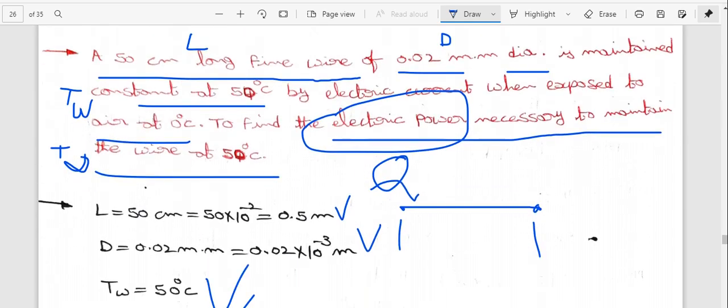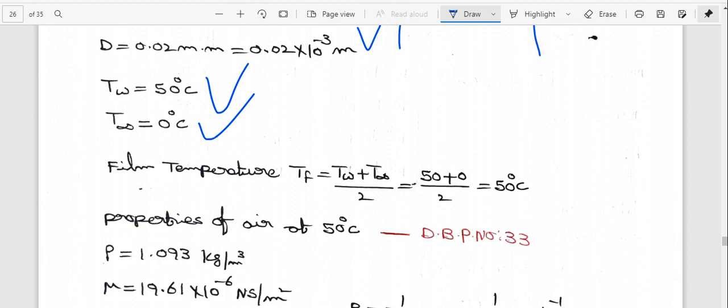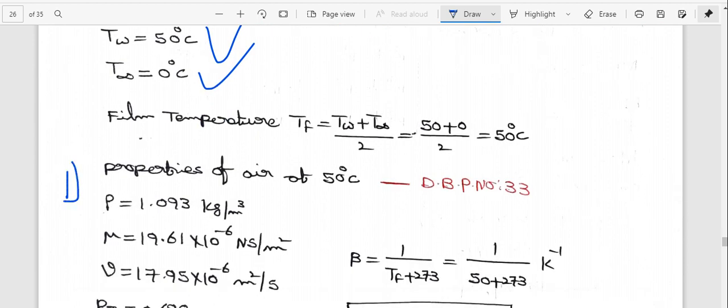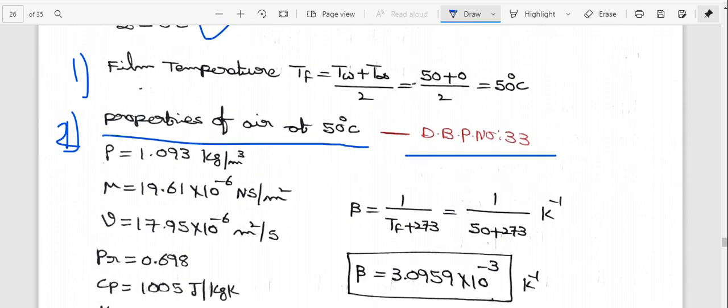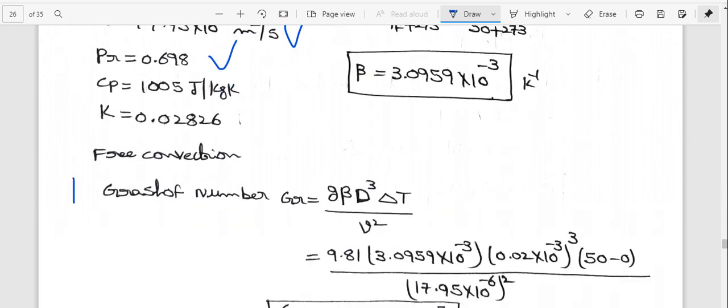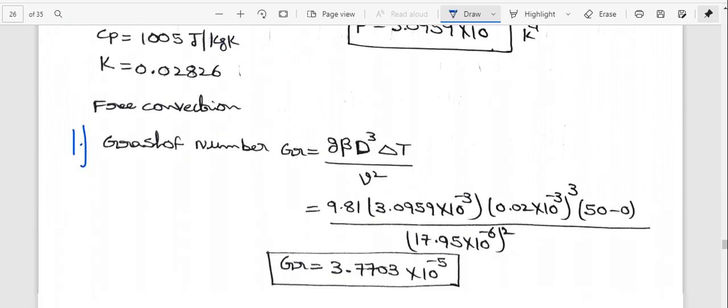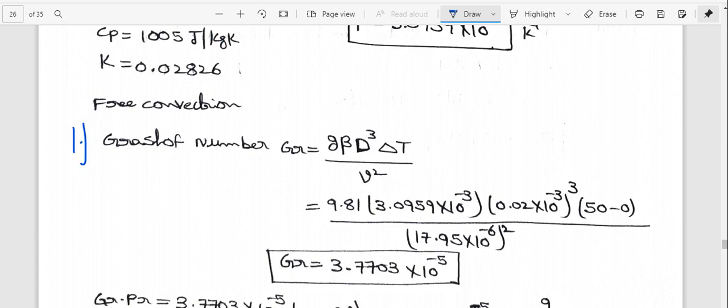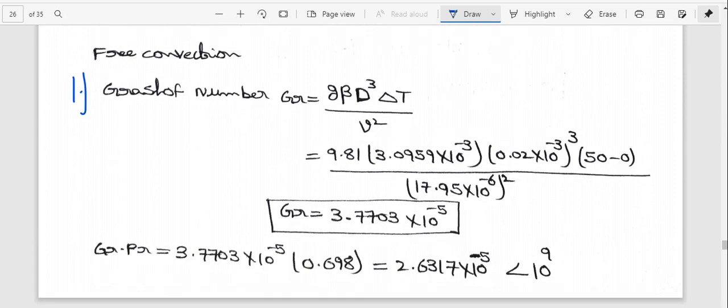So here this is also a natural convection problem. The properties are to be taken from the data book, page number 33. What is the first step? Film temperature. Second step, the property values of air. After taking these property values, we need to calculate the Grashof number, g beta delta T by nu square, with g as 9.81.